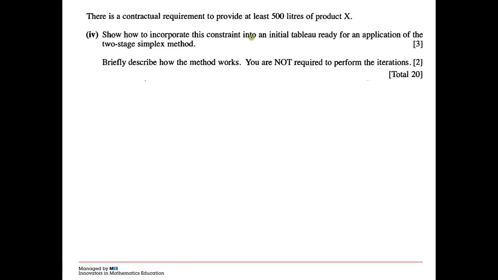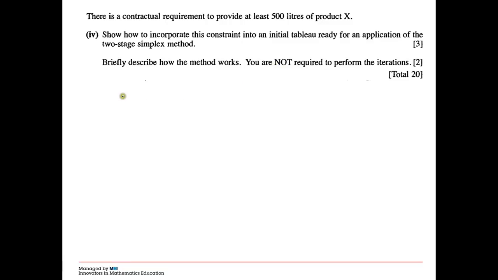Then the question goes on. There is a contractual requirement to provide at least 500 litres of product X. Show how to incorporate this constraint into an initial Tableau ready for an application of 2-stage Simplex. Describe briefly how the method works. You are not required to perform the iterations.